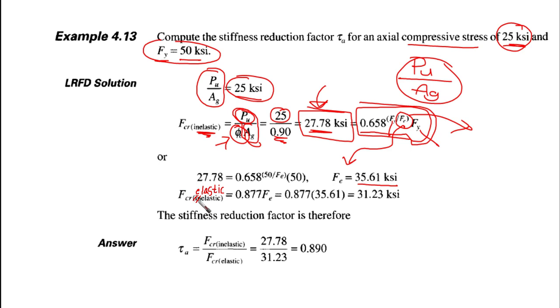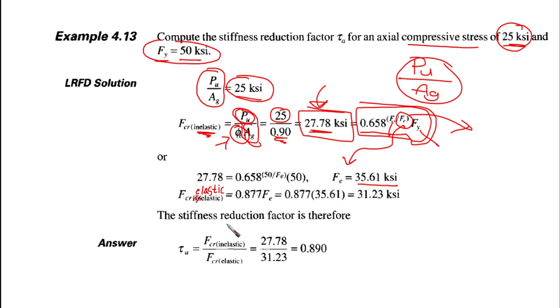Then Fcr elastic, it is elastic, not inelastic. I think this is a mistake in the textbook. So this is the elastic one. It is going to be 0.877 F yield. So it is going to be 0.877 times FE, which we have already obtained before, 35.61, which gives us 31.23 KSI.